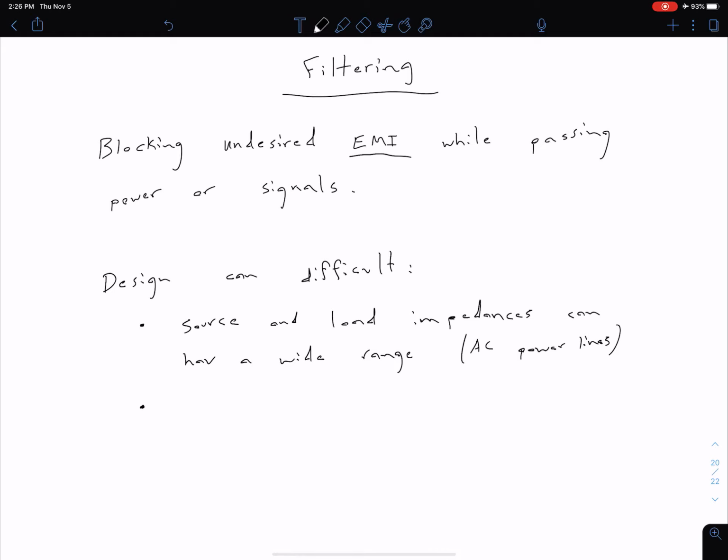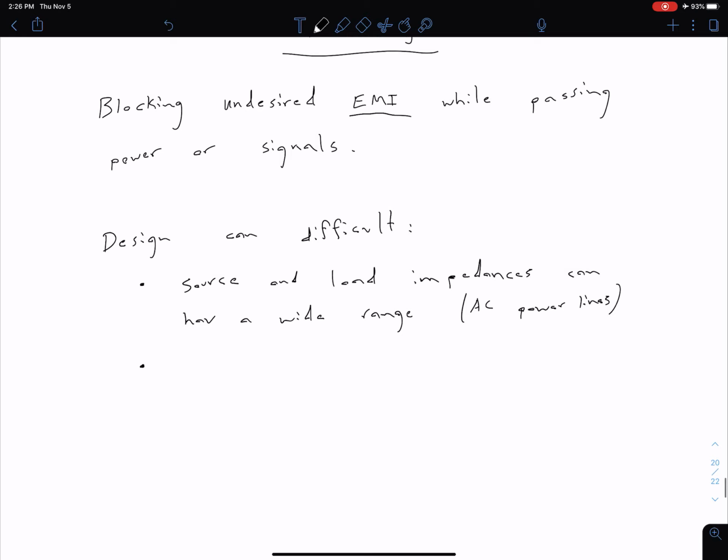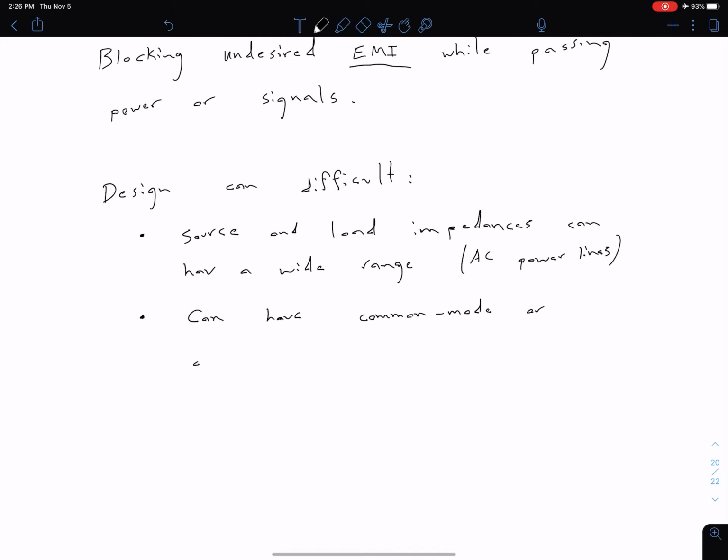Another reason that our filter design can sometimes be difficult is we can have either common mode or differential mode EMI. So we can have our common mode. This is the same idea that we looked at when we were talking about common mode rejection ratio for op amps in a previous class. So common mode or differential mode electromagnetic interference.